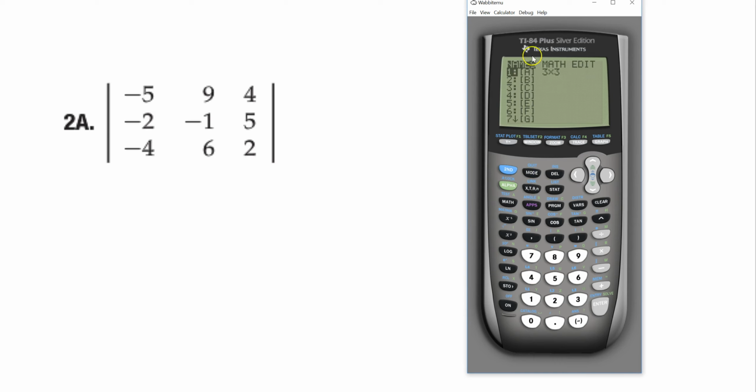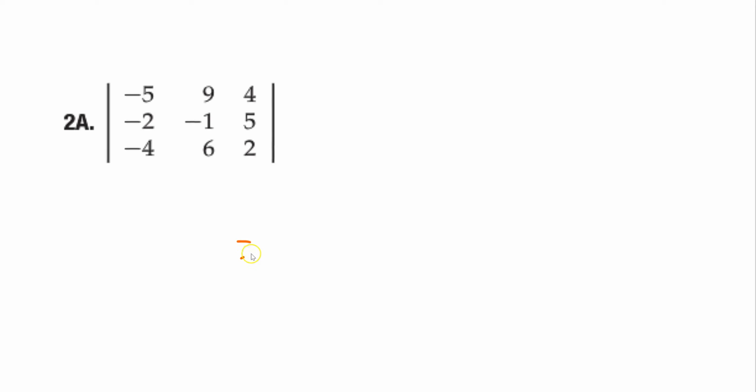And remember how I mentioned before, this is where you select your matrix. There's my 3 by 3. This is where you enter in your matrix. Math is where you do all the applications. So we're going to go to math. The very first one you see there is the determinant function. So you hit that, select your matrix, and get an answer, negative 48. And that's how you find the determinant of a 3 by 3 with your calculator.